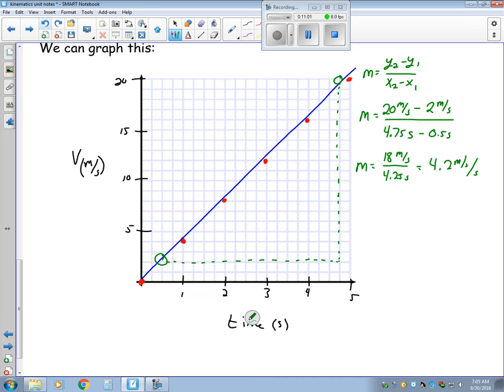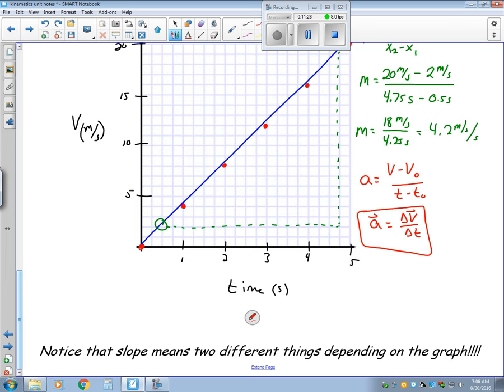So what this means is that acceleration, since it's y2 minus y1, is final velocity minus initial velocity divided by final time minus initial time. So the acceleration equals delta v over delta t. It is a vector because velocity is a vector. We can play around with this formula just a little bit. I like to rewrite it like this: final velocity equals initial velocity plus acceleration multiplied by time. I like to do it like that.